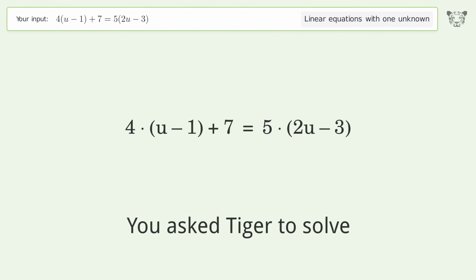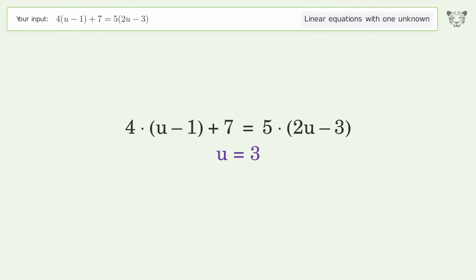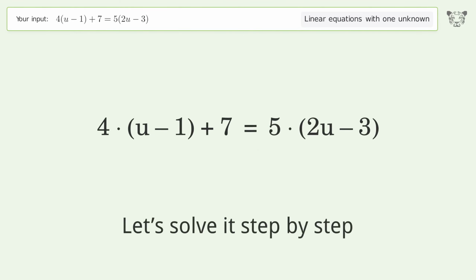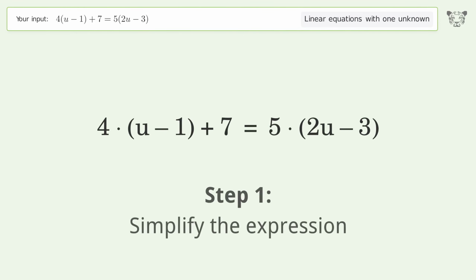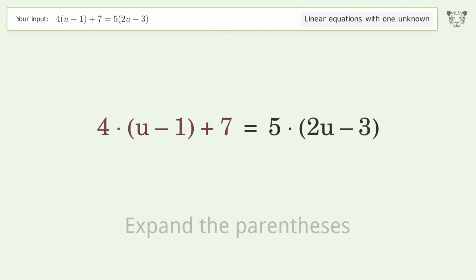You ask Tiger to solve. This deals with linear equations with one unknown. The final result is u equals 3. Let's solve it step by step. Simplify the expression. Expand the parentheses.